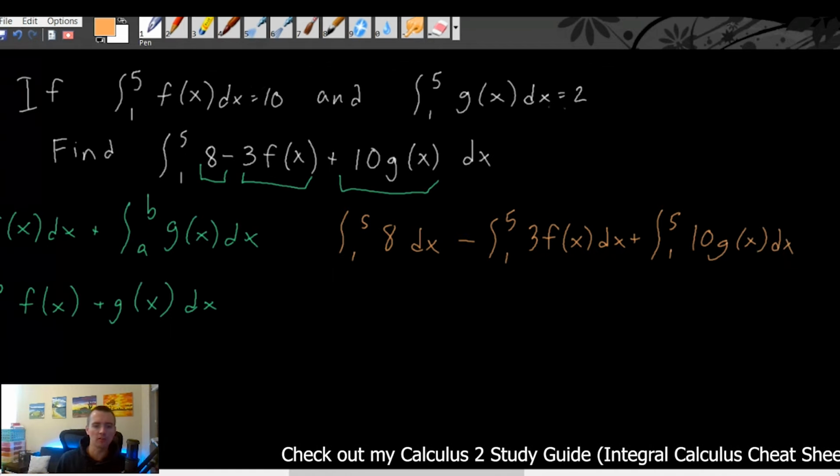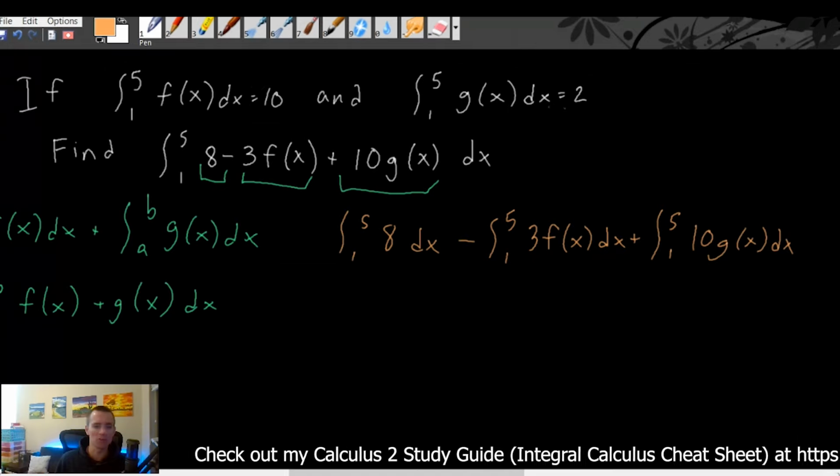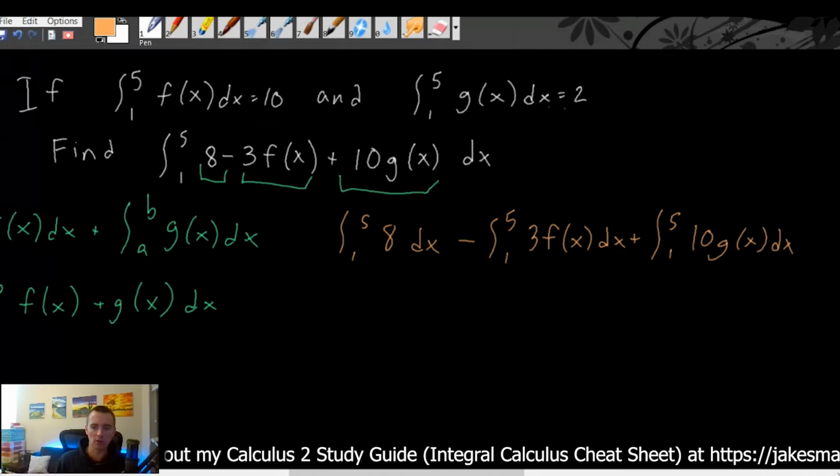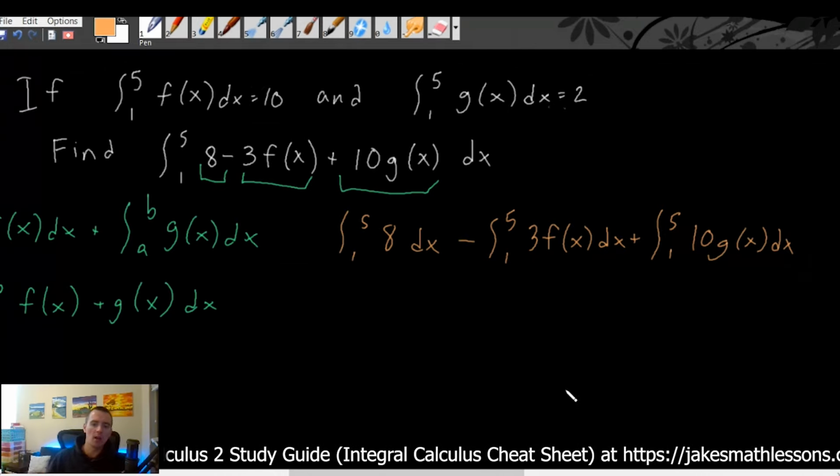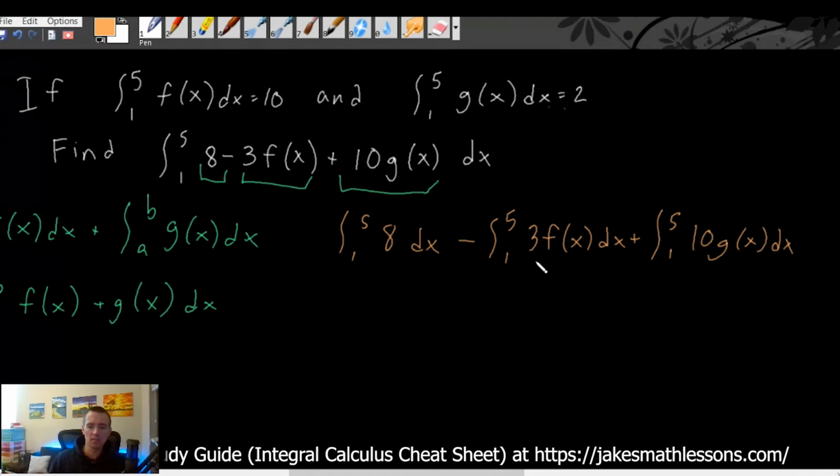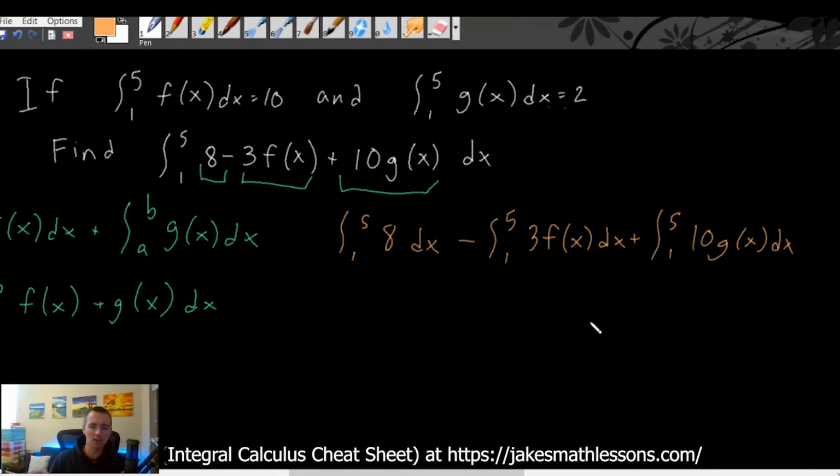So this splits this one single integral into 3 smaller, simpler integrals. The problem we have now is these pieces here with our f of x and our g of x aren't just f of x and g of x like we were given. They still have these constants being multiplied.